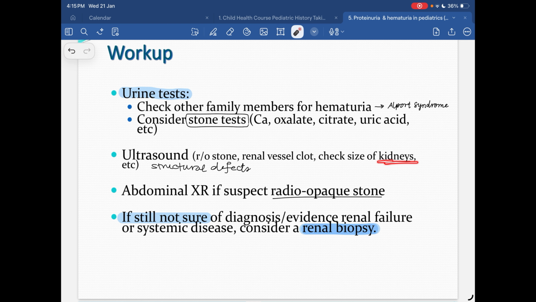So we're going to look at the size of the kidneys if we're suspecting any tumors or congenital deformities or any structural defects. And if we're suspecting a radio-opaque stone, بنسوي abdominal x-ray في حال ما قدرنا نشوفه بالultrasound. And of course, if you're still not sure, you can consider a renal biopsy, especially إذا في evidence of renal failure or systemic disease أو proteinuria مع الأسباب اللي قلناها فوق سابقا.